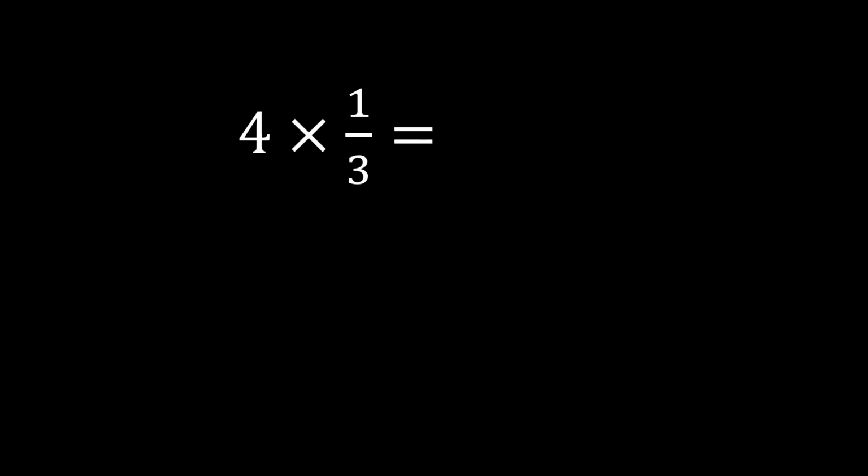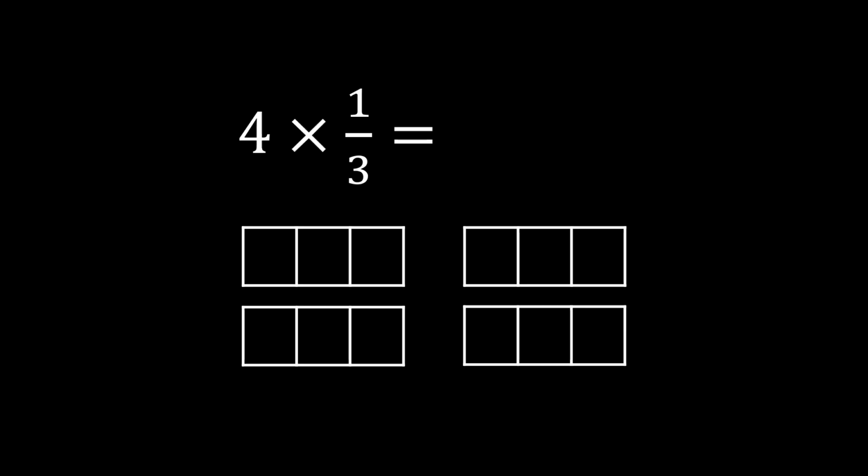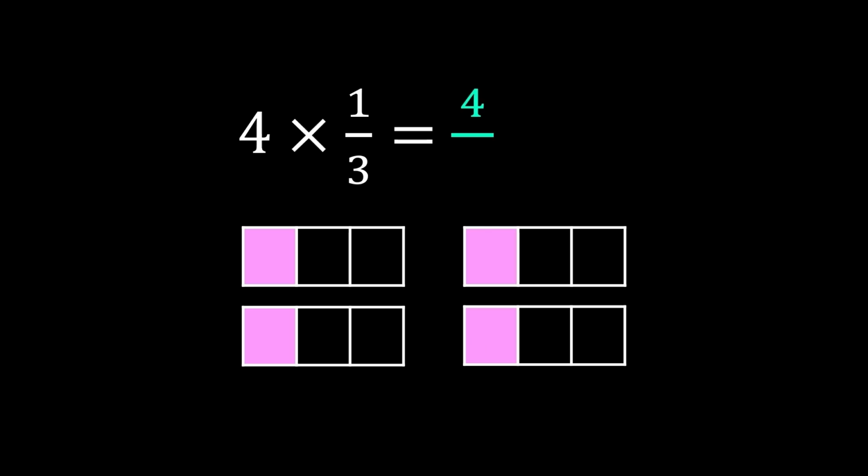This example is 4 times 1/3, and I'm thinking about this problem as being 4 groups of 1/3. So to model this problem, I'll start by showing 4 groups, or 4 wholes, that I've divided into thirds. To show 4 times 1/3, I'll shade in 1/3 in each group. Now I have 1, 2, 3, 4, 4/3 shaded.